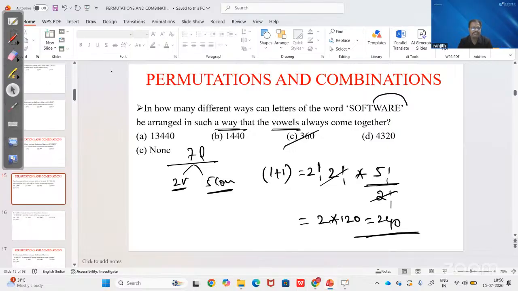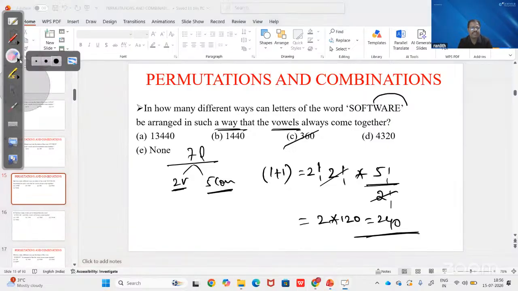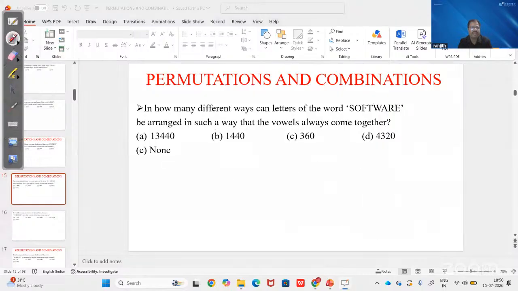Next. In how many different ways can the letters of the word SOFTWARE be arranged in such a way that all vowels come together? In SOFTWARE, how many letters are there? 8 letters. How many vowels? O, A, E. 3 vowels. The remaining are all consonants.